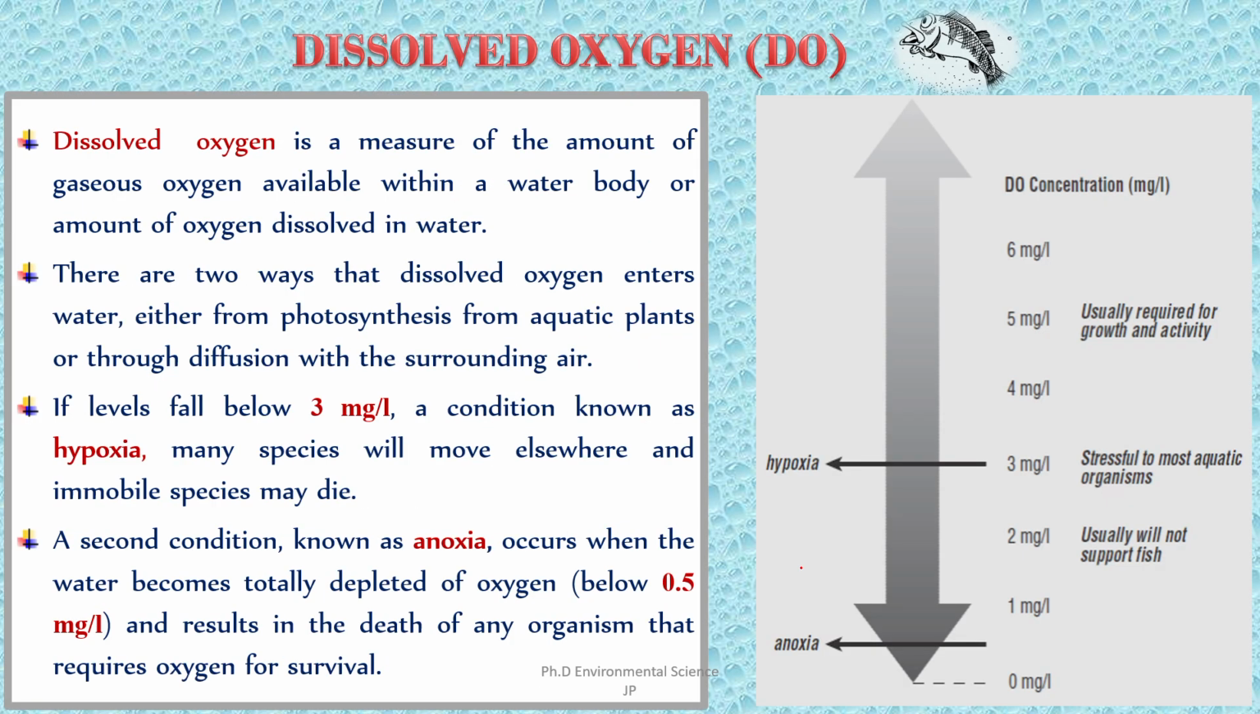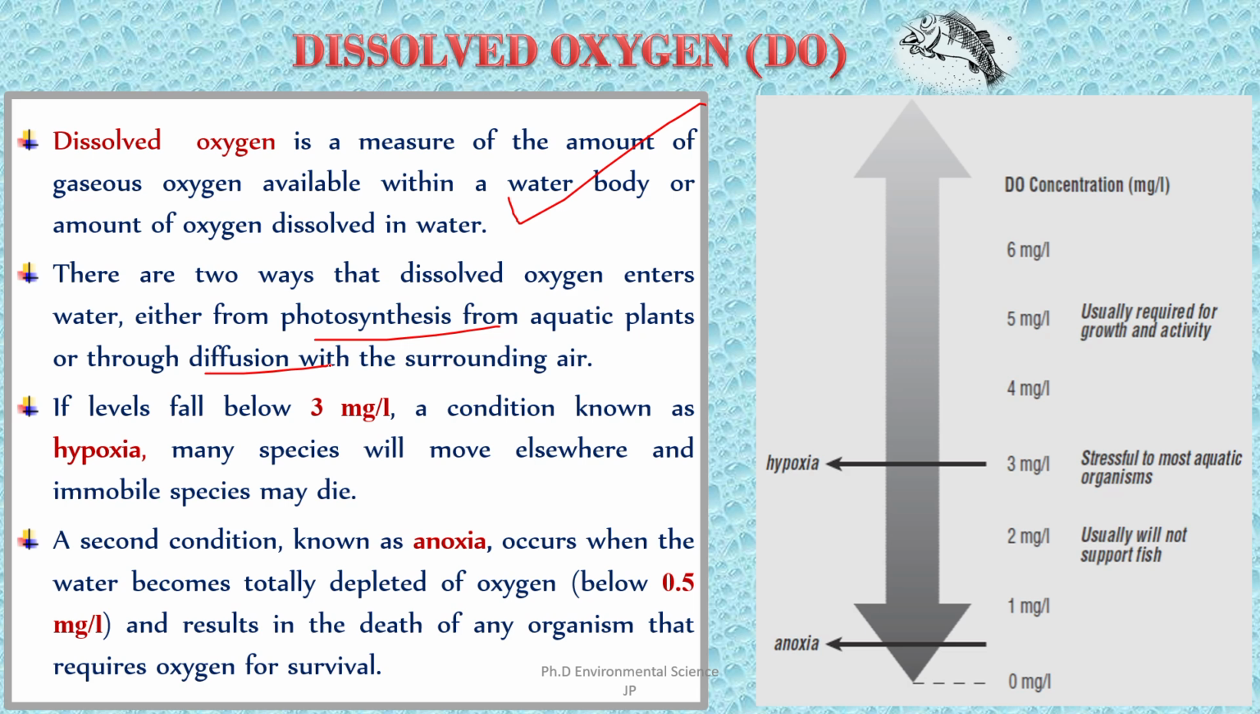Dissolved oxygen. Dissolved oxygen refers to the amount of oxygen gas dissolved in water. Now, sources of dissolved oxygen: photosynthesis. Aquatic plants and algae produce oxygen through photosynthesis during daylight hours when sunlight is available. Then diffusion. Oxygen from the atmosphere can dissolve into water through surface contact, especially at the water-air interface.